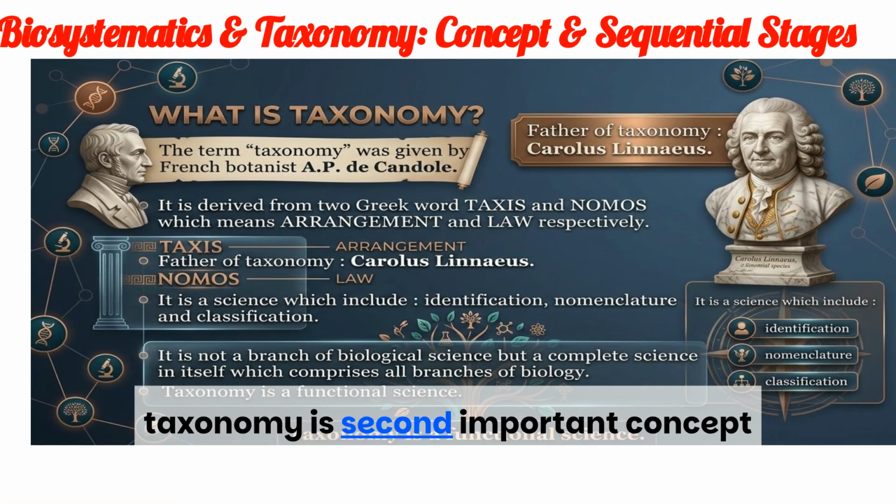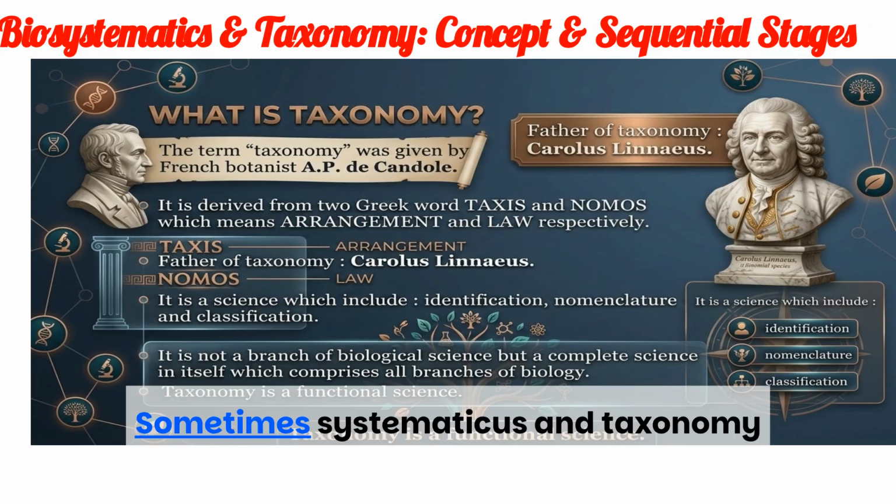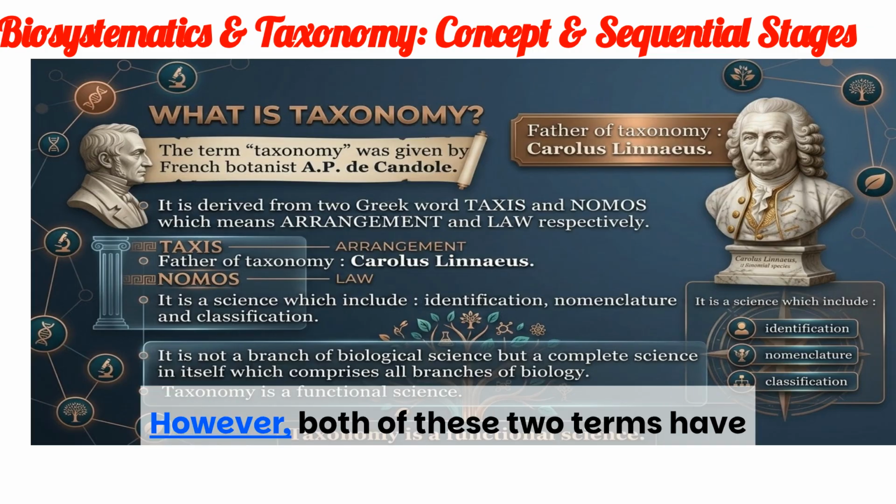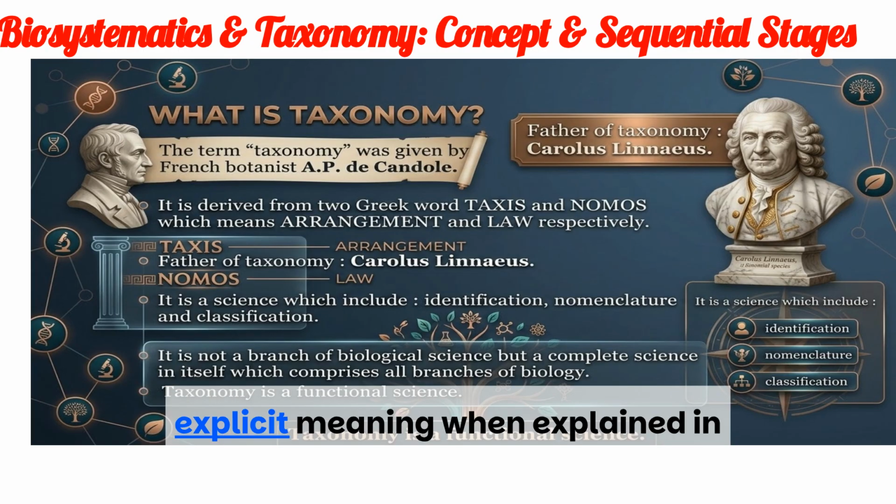Taxonomy is the second important concept in biosystematics. Sometimes systematics and taxonomy are used interchangeably. However, both of these terms have explicit meanings when explained in biological science.